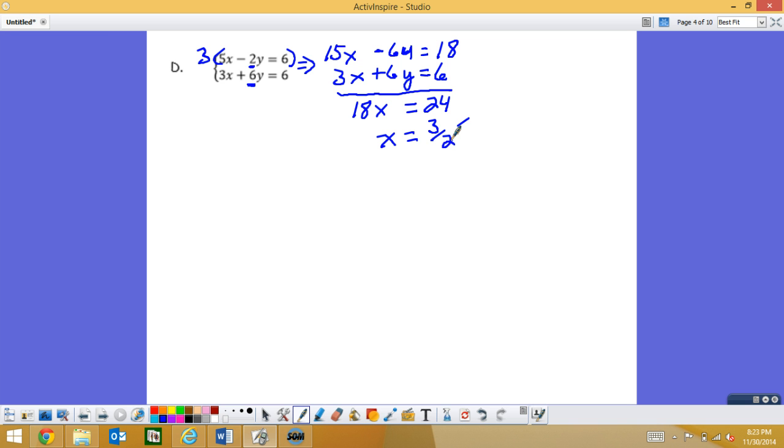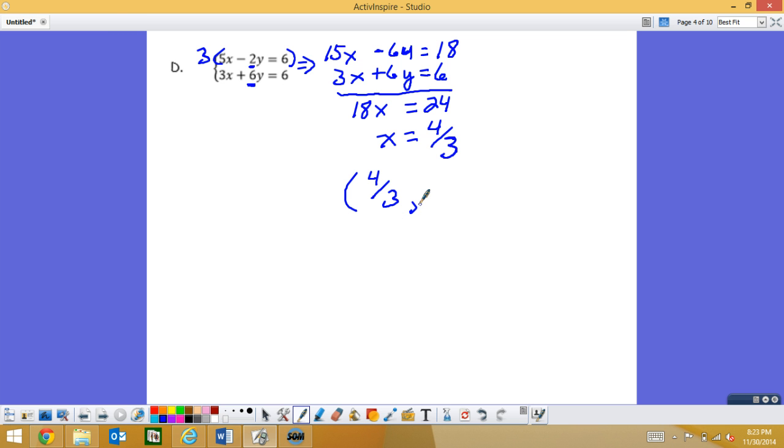Sorry, it does not. It will actually reduce to 4 thirds, because 6 goes into both of those, not 8. So that will actually be 4 thirds. My bad. So the x-coordinate of the point of intersection is 4 thirds, or 1 1/3.